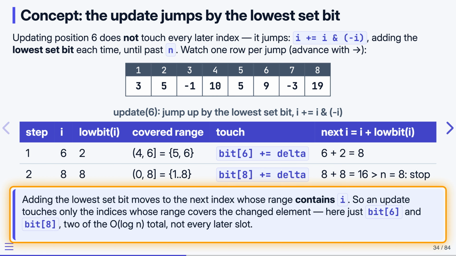Why add the lowest set bit? Adding it moves to the next slot whose range contains the old index. So an update visits only the slots whose range covers the changed element.